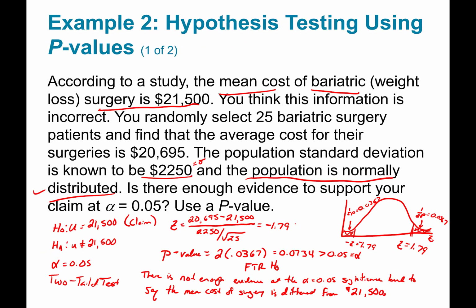So let's look at the other example we did. We looked at the mean cost of bariatric surgery, and according to the study, it was $21,500. You think it's incorrect. So you got 25 bariatric surgery patients and found that the average cost of their surgeries was $20,695. The population standard deviation was 2250, and it was normally distributed. We want to know, is there enough evidence to support your claim at alpha equaling 0.05?